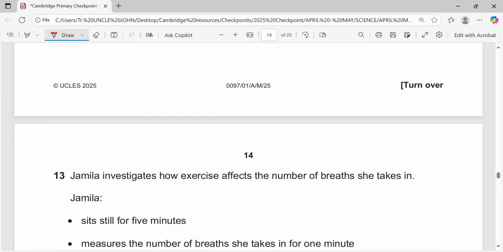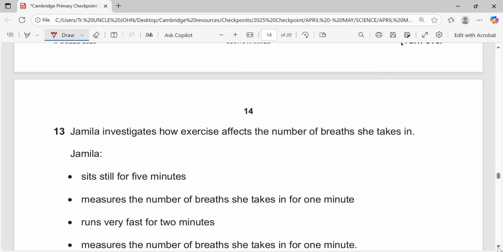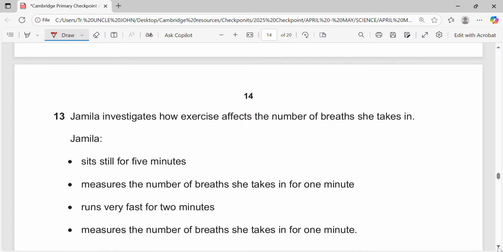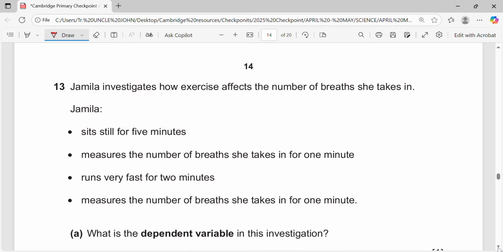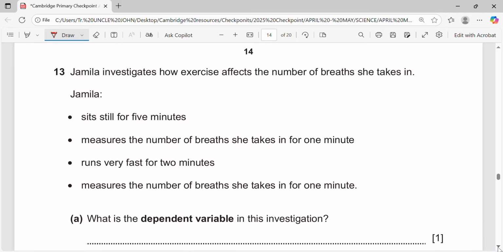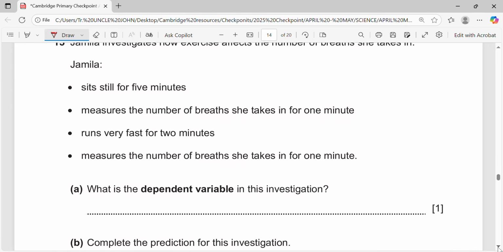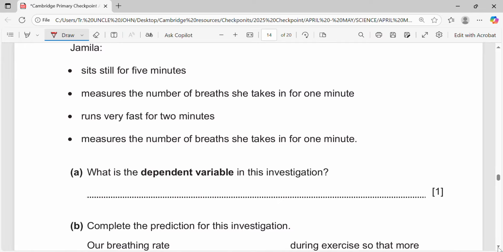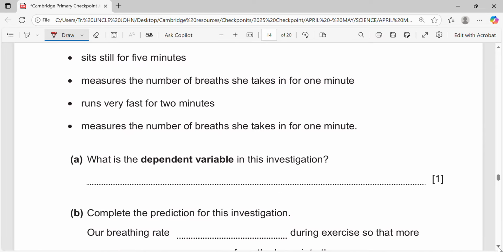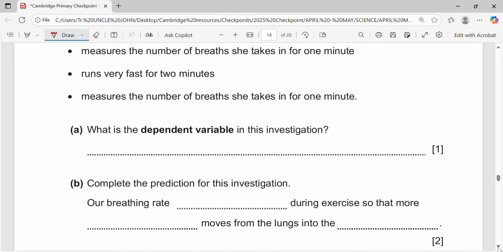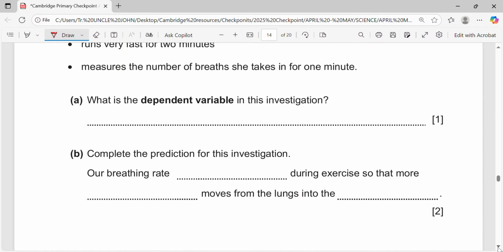Number 13. Jamila investigates how exercise affects the number of breaths she takes in. Jamila sits still for 5 minutes, measures the number of breaths she takes in for 1 minute, runs very fast for 2 minutes, measures the number of breaths she takes in for 1 minute. What is the dependent variable in this? The number of breaths.